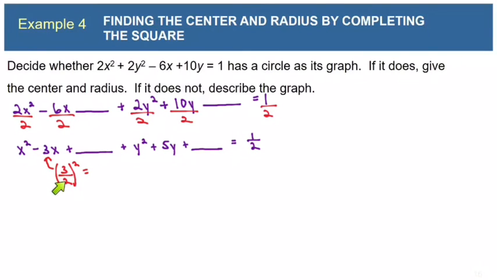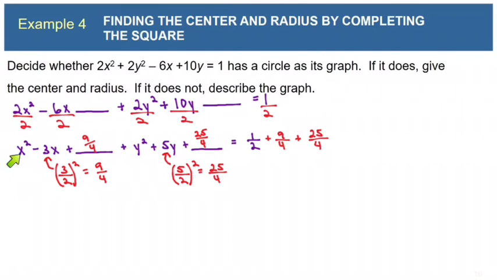So half of 3 is 3/2, and we want to square that, and that's going to make 9/4. So we're going to add 9/4 to both sides. Now half of 5 is 5/2, and we're going to square that, and that's going to make 25/4, and we'll add that to both sides. Okay, now we can factor the left.